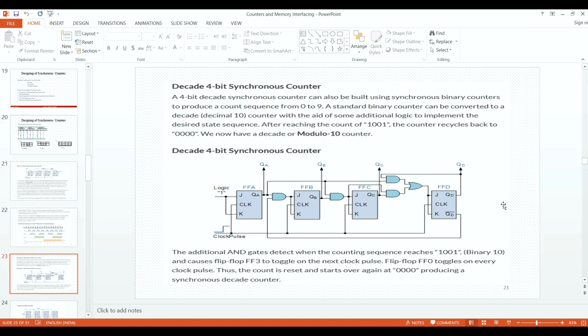So it's a synchronous counter. The clock pulse would be given, and we are going to the AND gate. This circuit diagram you can derive from the K-map also.